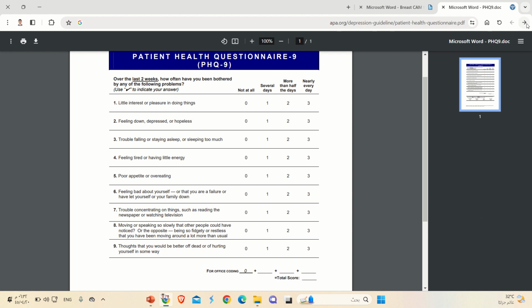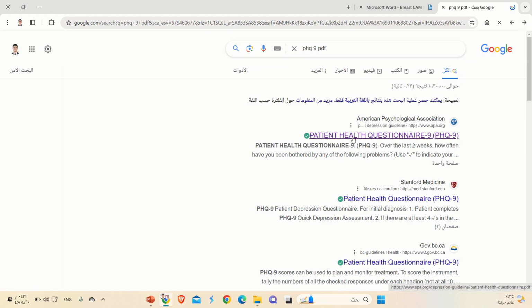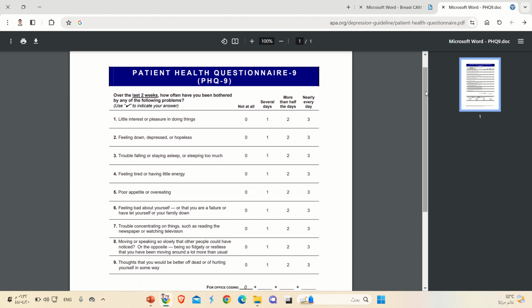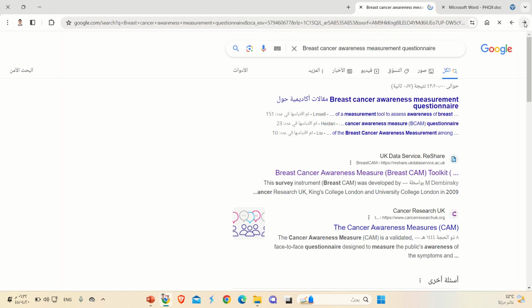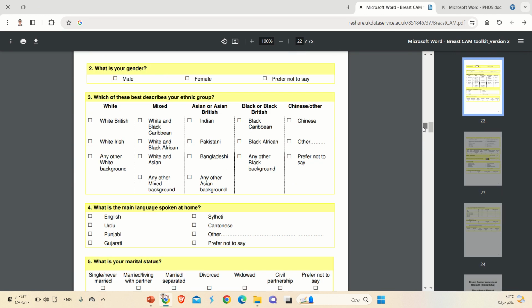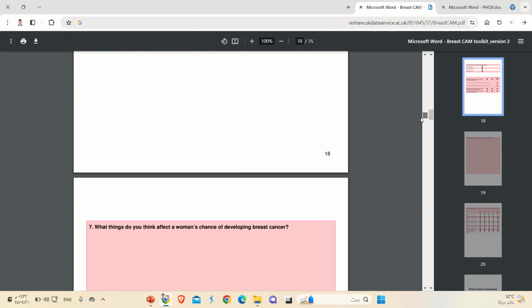So here I have already looked for the patient health questionnaires. This is by the American Association of Psychology, and here there are several variables, almost 9 questions, and it's a sliding scale, so not at all, several days, more than half. So it's a scoring system. This is one of the well-known questionnaires that you may have come across. As well, there is the breast cancer awareness. So you can look it up. Yes, and here you can find the variables as well.